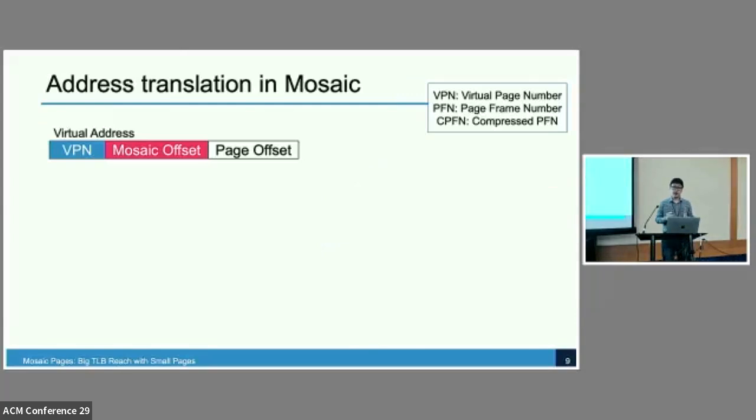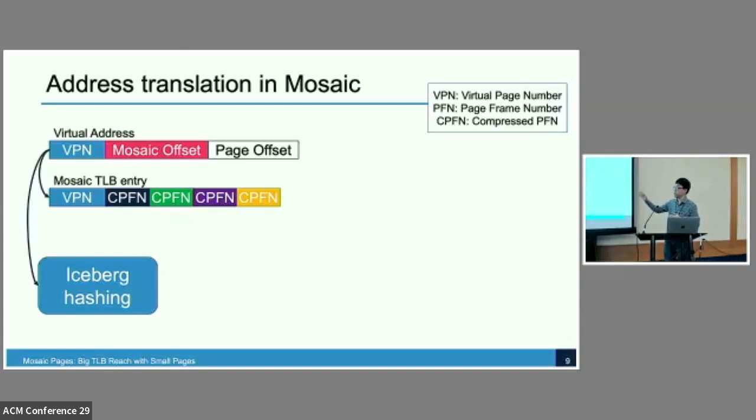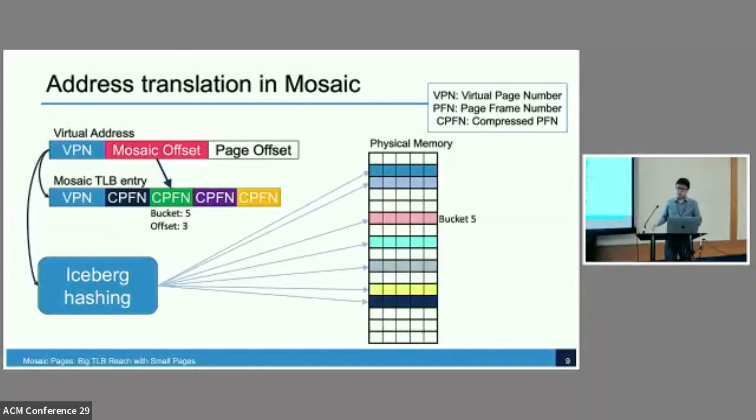Now, let's see how to translate an address in Mosaic. A virtual address consists of the VPN, the Mosaic offset, and the page offset. We use the VPN to look up a TLB entry. In parallel to the TLB lookup, we input the VPN into Iceberg hashing. At the same time, we use the Mosaic offset to find the corresponding CPFN, which says bucket 5, offset 3. Iceberg hashing returns 7 buckets, and we can find the target page frame.